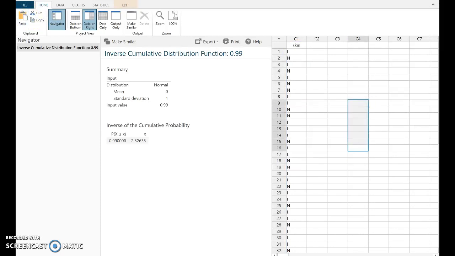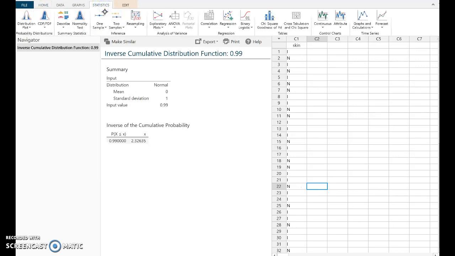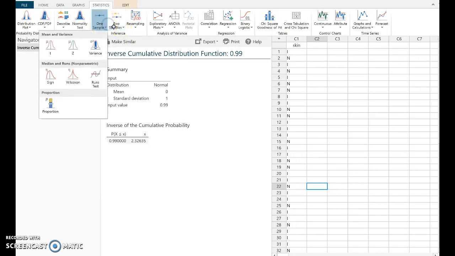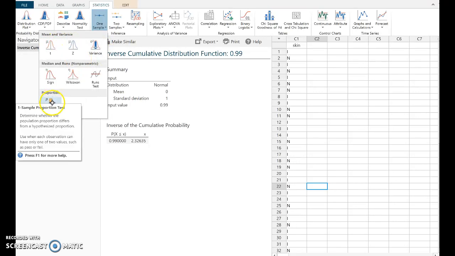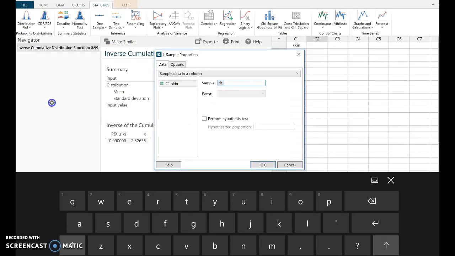Now, to run the hypothesis test, it's pretty easy. So you go to the statistics menu, and the one sample menus here. As you can see, this is inference. So this is one sample, two sample. Here's your basic hypothesis tests for one set of data and comparing two sets of data. We only have one set of data, so I'm going to click one sample. Now we have T, Z, variances. Here we are down here, proportions. That's what we want. So one sample proportion test.